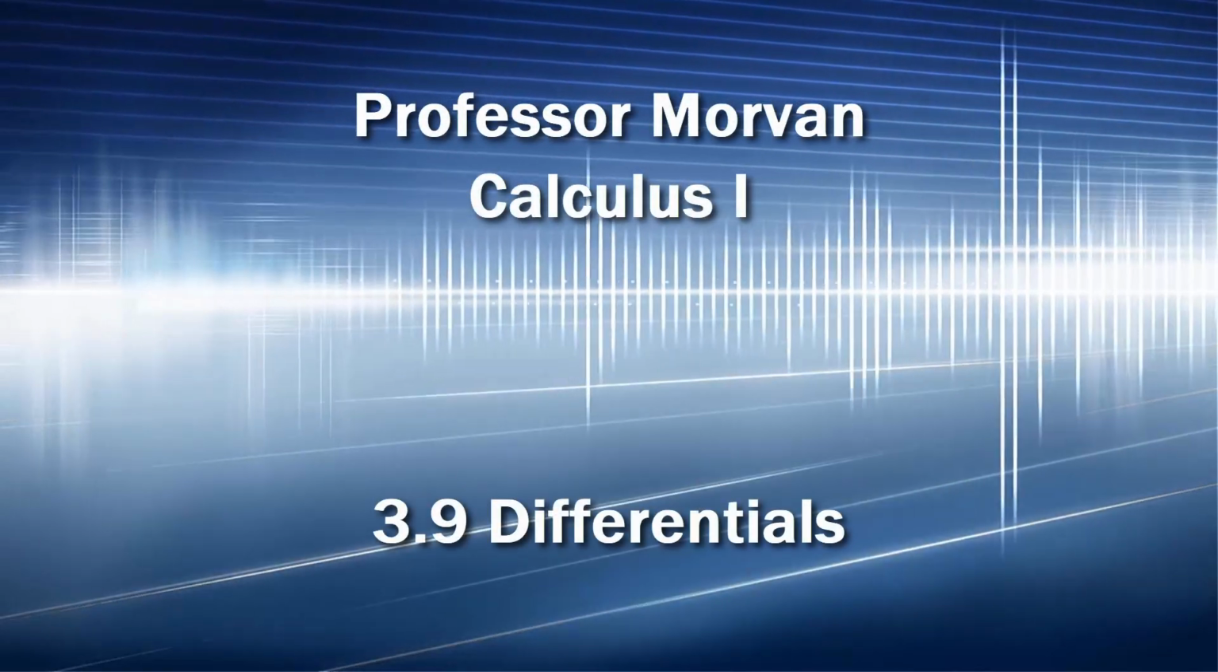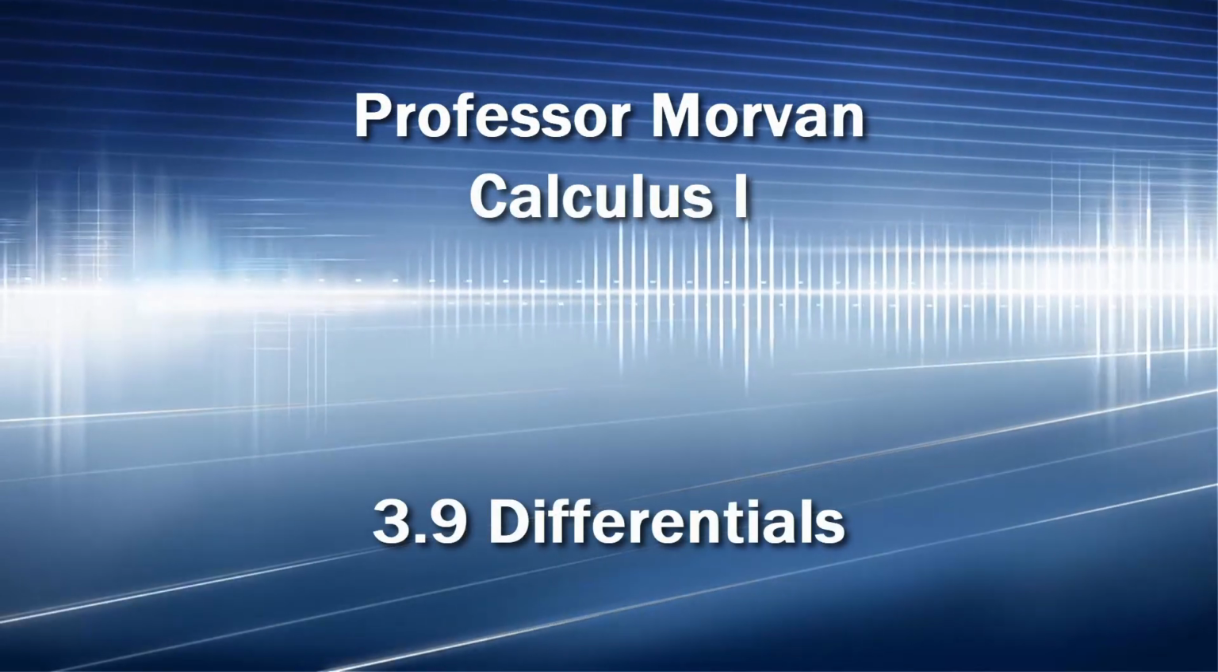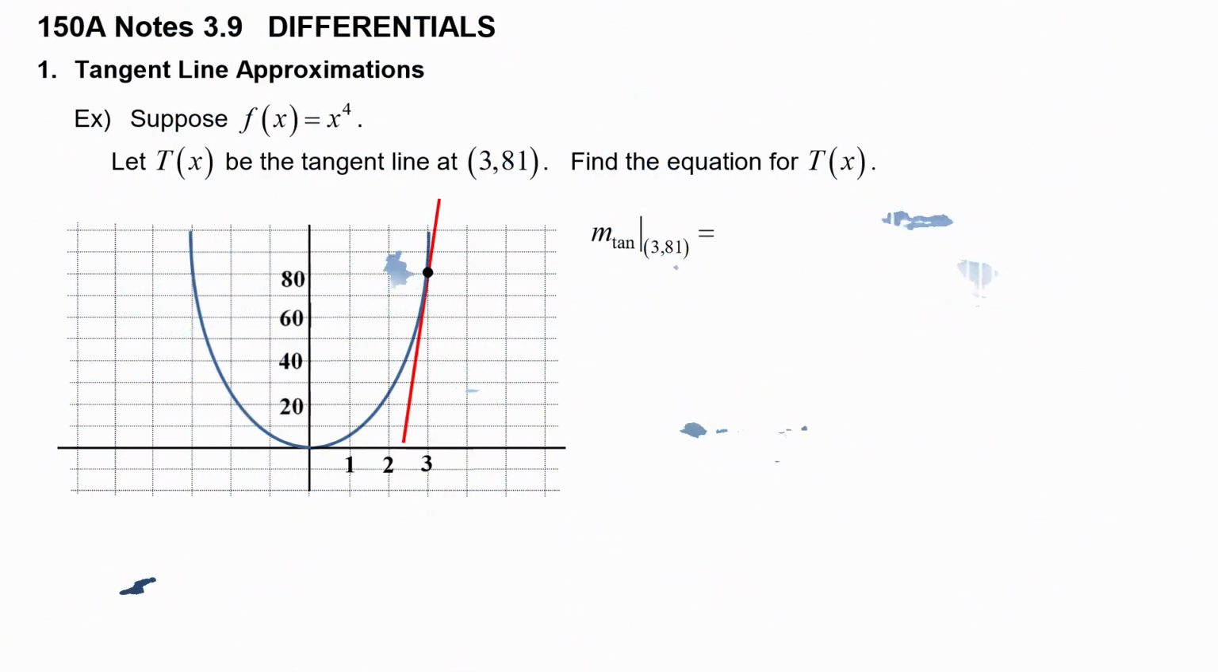In section 3.9, you will learn about differentials. First up is tangent line approximations. In this example, suppose that f of x is equal to x to the fourth, and we will let T of x be the tangent line at the point (3, 81). And we have to find the equation for T of x.